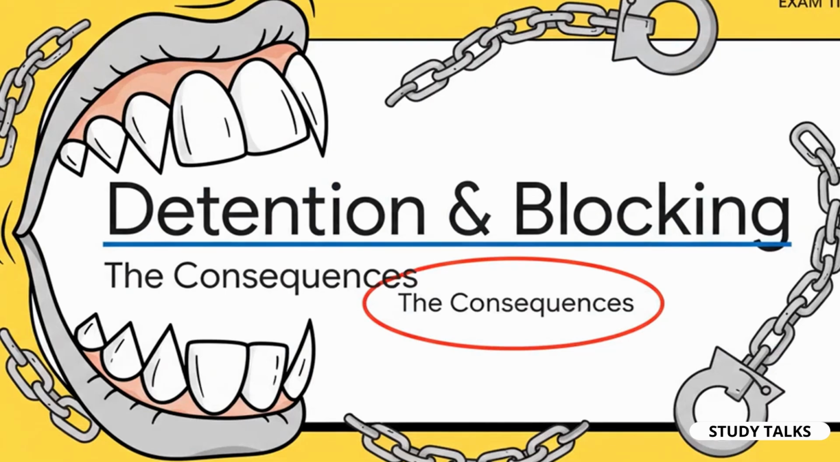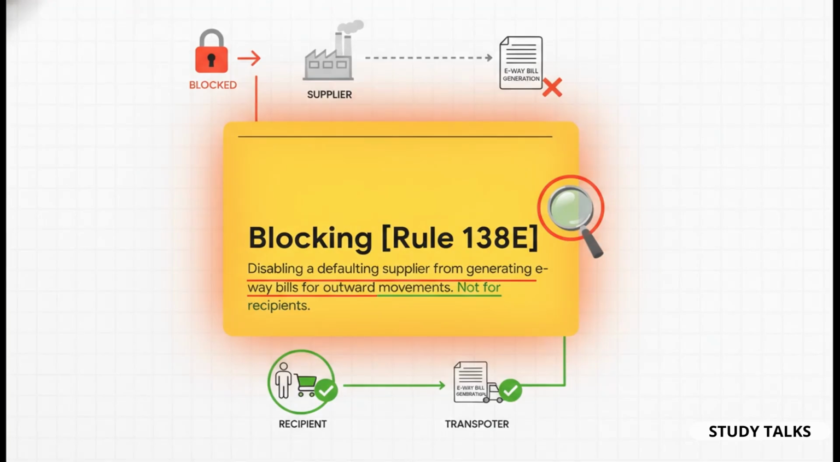All right, Section 4, detention and blocking. We've gone through all the rules. Now let's talk about what happens when you break them. This is where the law really shows its teeth. One of the biggest penalties is something called blocking. It literally means a taxpayer is blocked from generating new e-way bills.